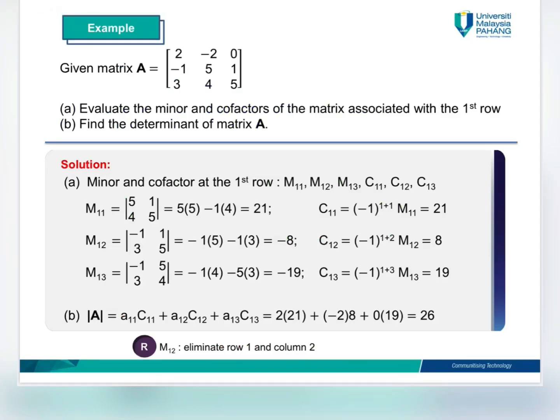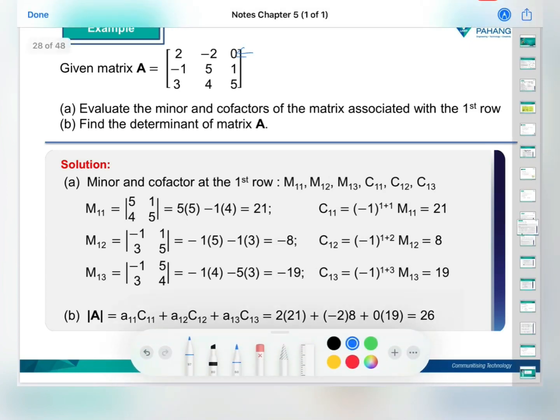Given matrix A, you have in the first row 2, negative 2, 0. In the second row, negative 1, 5, 1. And then in the third row, 3, 4, 5. Evaluate the minor and cofactors of the matrix associated with the first row. Associated with the first row means your first row is here.